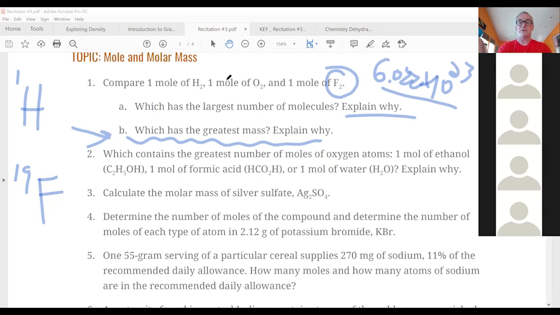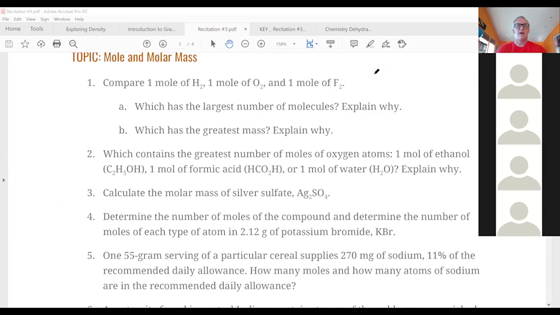So let's look at number 2. Which would have the greatest number of moles of oxygen atoms this time? So we have ethanol, which is this one. We have formic acid, which is this, or we have water. Now we have 1 mole of each one. Which one has the most number of moles of oxygen atoms?